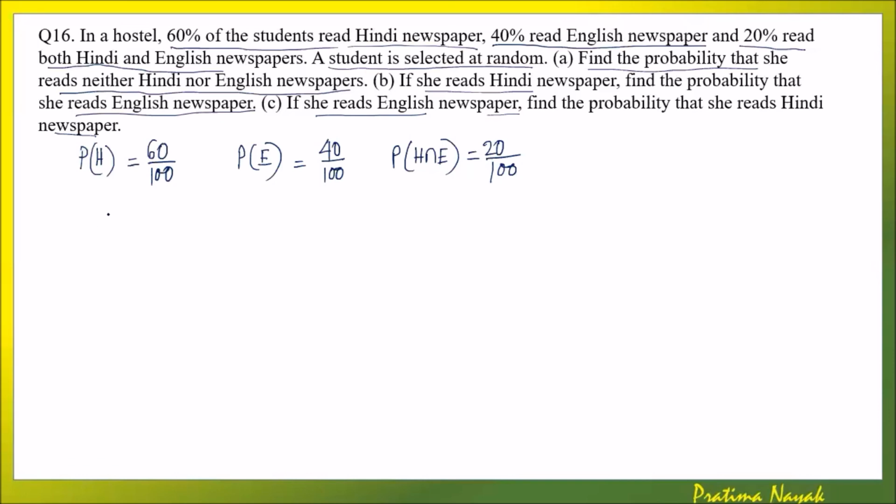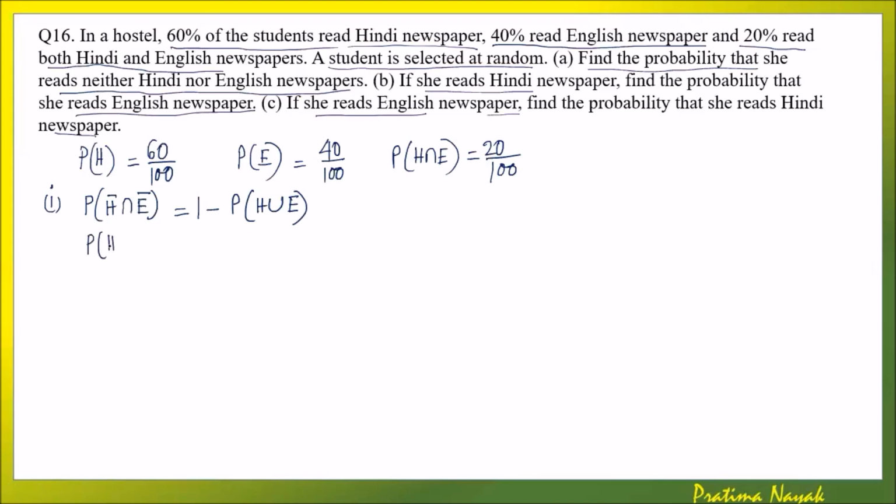Now coming to part 1. Part 1 is neither Hindi nor English. Neither Hindi nor English means this will be the probability of this one. So this is 1 minus the probability of either or. First you will find the probability of either or from the above thing. So how much will it be?